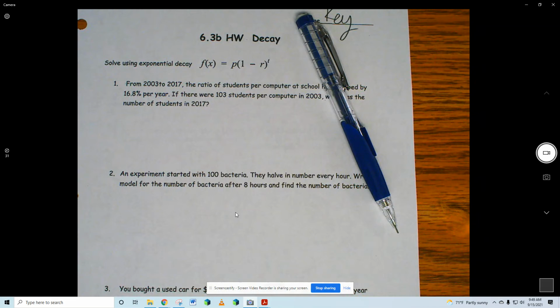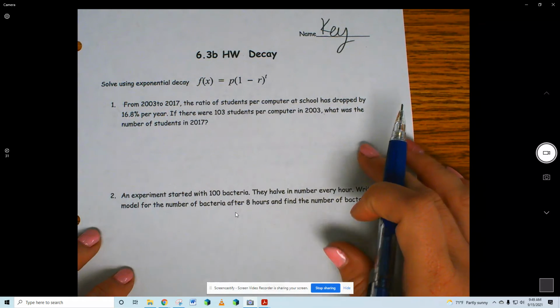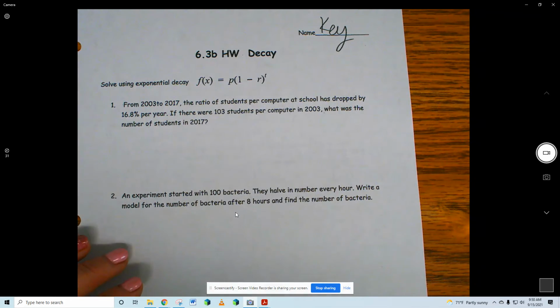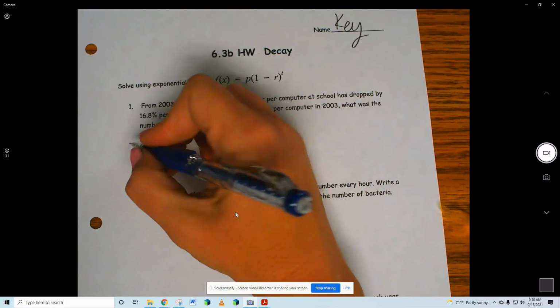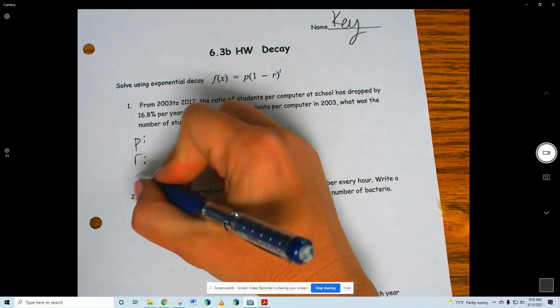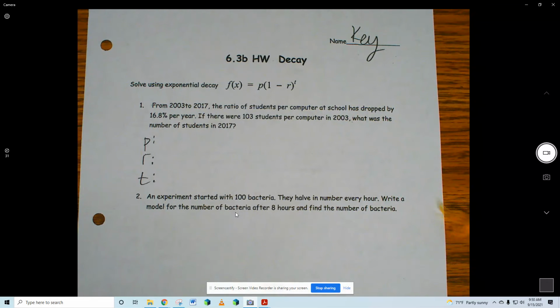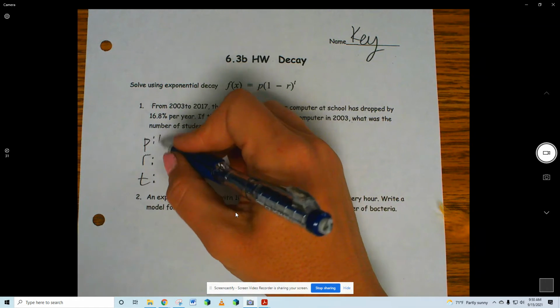So, from 2003 to 2017, the ratio of students per computer at school has dropped by 16% per year. If there were 103 students per computer in 2003, what was the number in 2017? I need to set up, so I need to know the P, the starting, the rate, and the time. What did it start at in 2003? 103. You're just looking at the math.